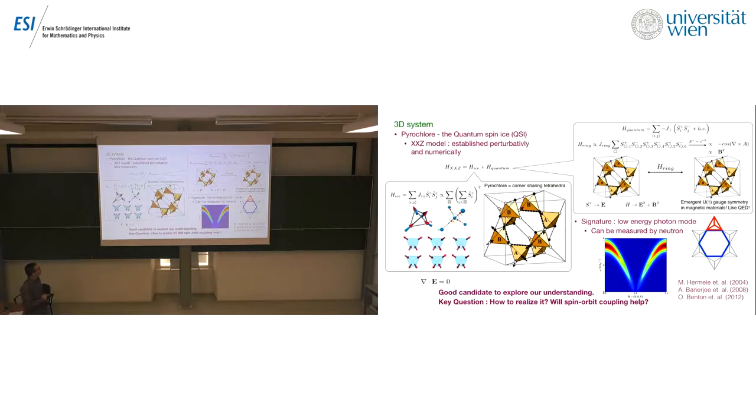So here's the three-dimensional system, basically formed by an XXZ model on the pyrochlore lattice, and the pyrochlore lattice is formed by these corner-sharing tetrahedra, like I draw here. The XXZ Hamiltonian can be written out in two parts. One is the ice part, which is the usual Ising model part. This Ising model can be rewritten as this kind of expression, where in order to minimize this energy, we want the total S^z in a single tetrahedron to sum up to zero.